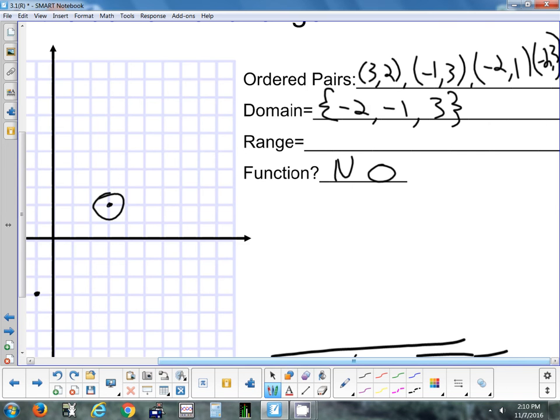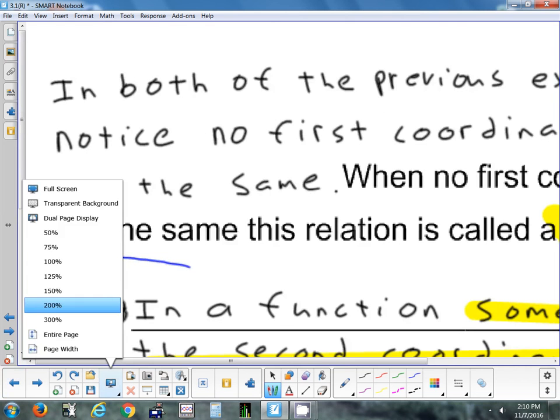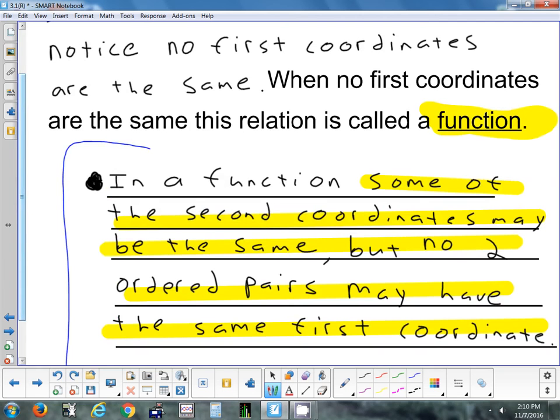So when we talked about a function, right before we were going to do example 2, look at what we said. In a function, you can't have the first coordinate repeat. That's exactly what this says. In the example we just did, -2 repeated.